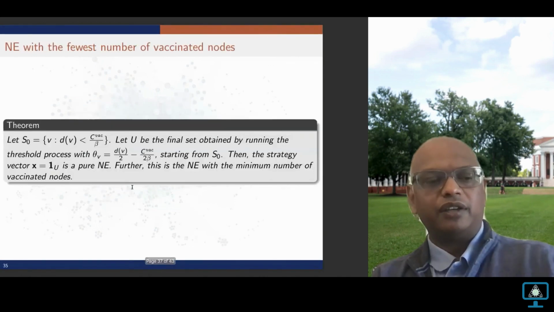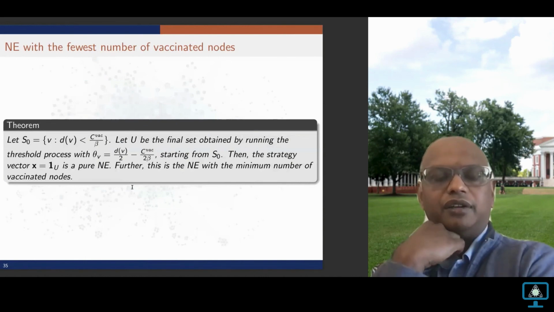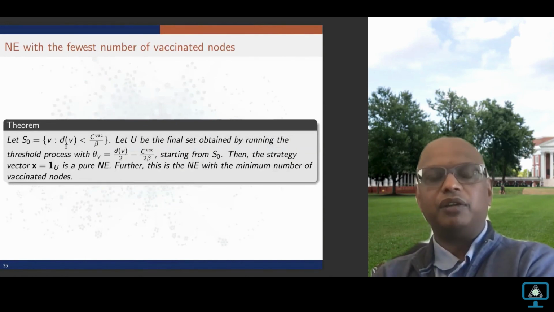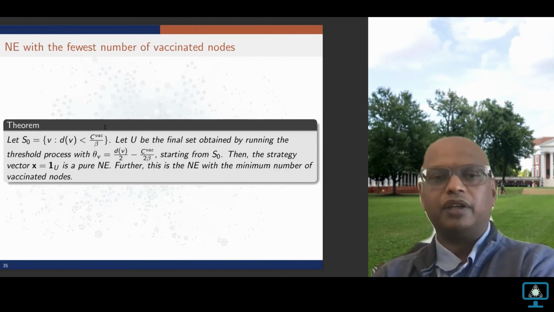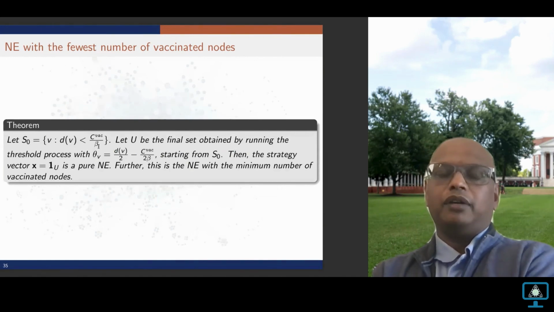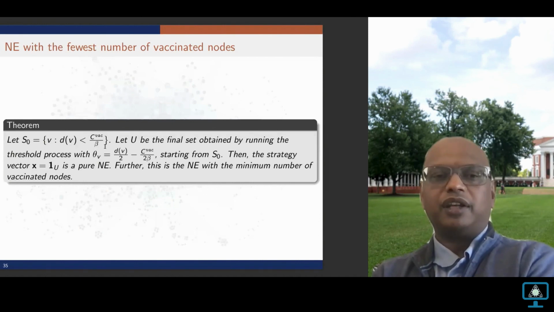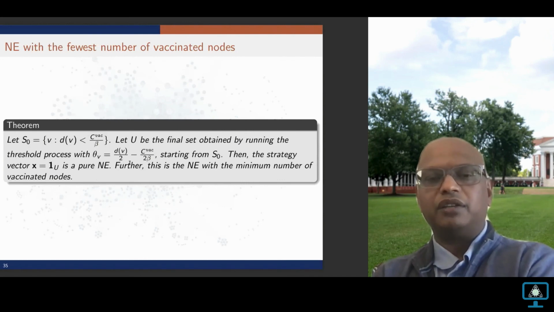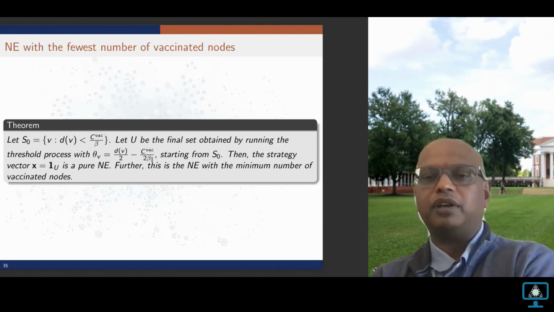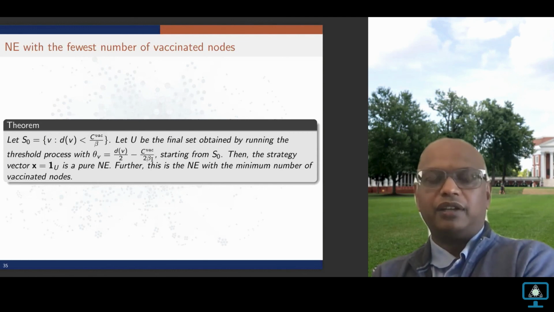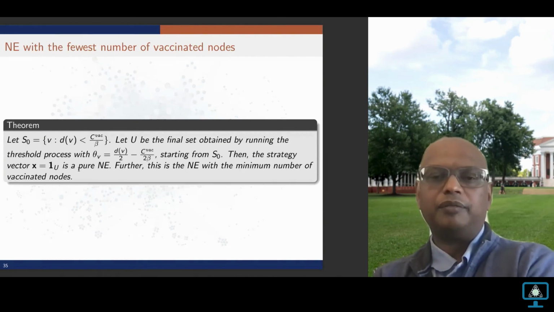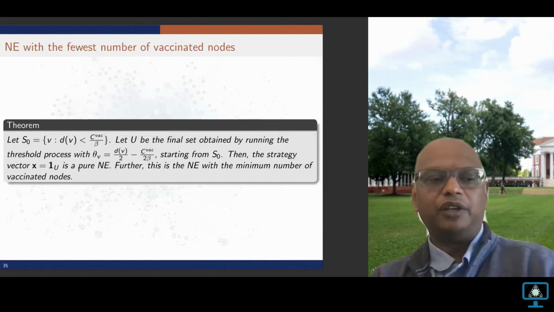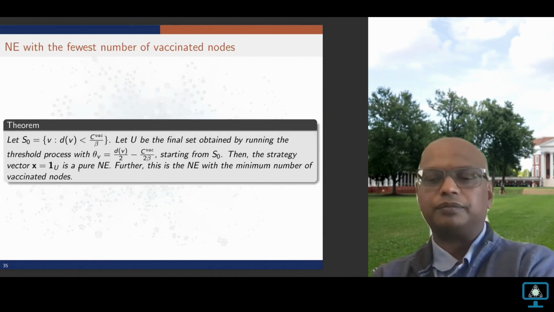So what we can show is that if you choose S0 to be all the nodes whose degree is not too high, and it's this parameter, and run the threshold model starting from this set with thresholds which are basically majority, so half the degree minus this ratio of C_VAC over twice beta, let it run, and then you get some nodes that are vaccinated. First of all, that's going to be a pure Nash. And this is a Nash which has the fewest number of vaccinated nodes.